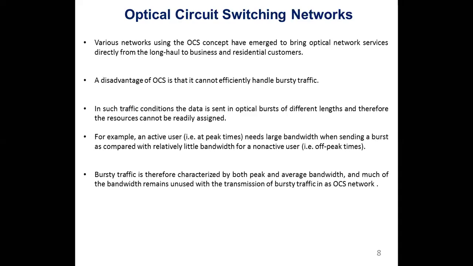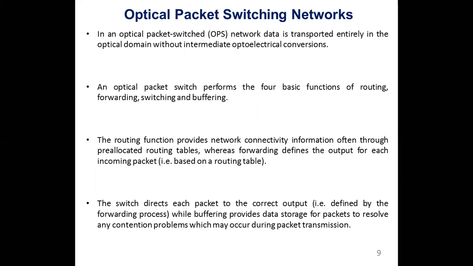Bursty traffic can be handled much better if you are using a packet switching network or a burst switching network, which we will be discussing later. So we'll move to the optical packet switching network. Packet switching is much better than circuit switching, in the sense that the available bandwidth can be used more efficiently. In an optical packet switch network, data is transported in the optical domain without any optoelectrical conversion. You can also imagine that the delay in sending the signals is also lesser, because the signal need not be converted into the electrical form.